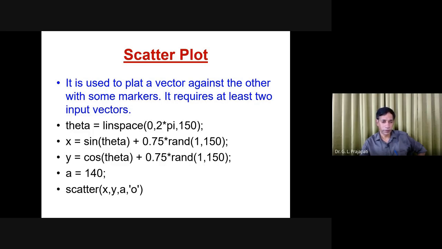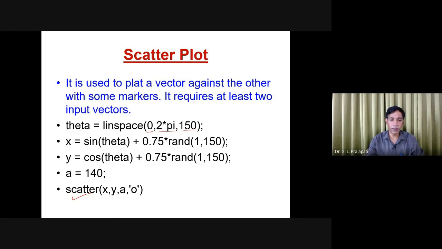The scatter function will plot the points only. You will see only the points, and you will not see the line joining. Here theta is some vector. You are assigning values from 0 to 2 pi, with 150 points. Now for these 150 values of theta, you are going to compute this function.